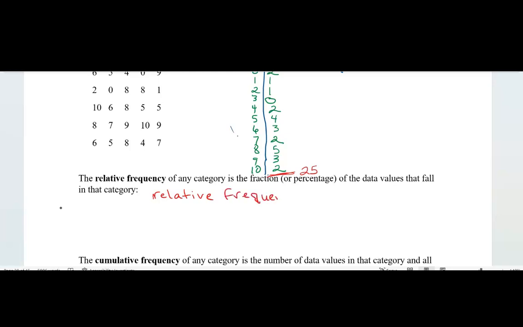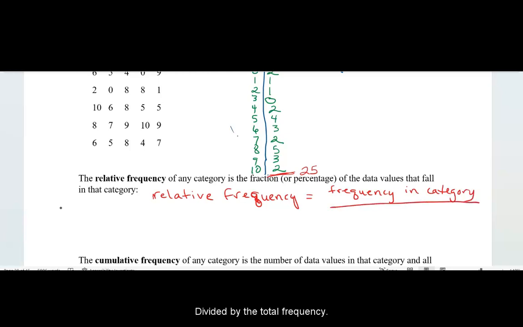well, that did not come out like a nice cue. What it is, it's the frequency in that category divided by the total frequency.